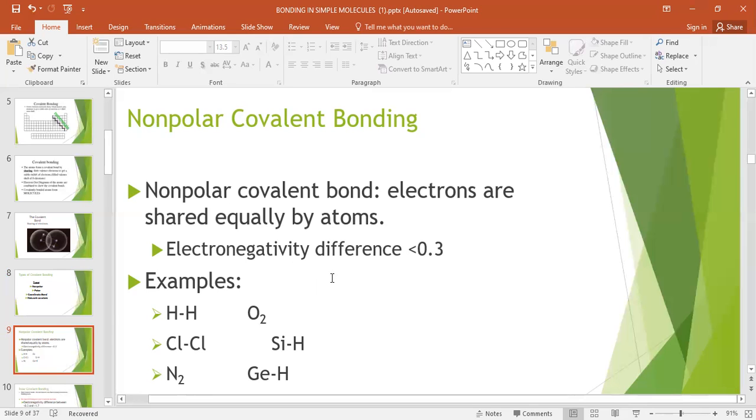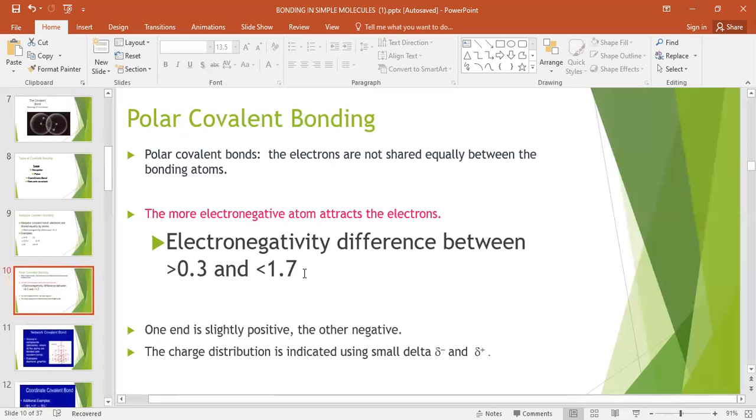Next. Germanium and hydrogen, their outer shell has 1 electron. Silicon and hydrogen, outer shell 1 electron. That's why. Okay, now please. Here I use the words electronegativity difference. This I will tell you later when I start this, okay?